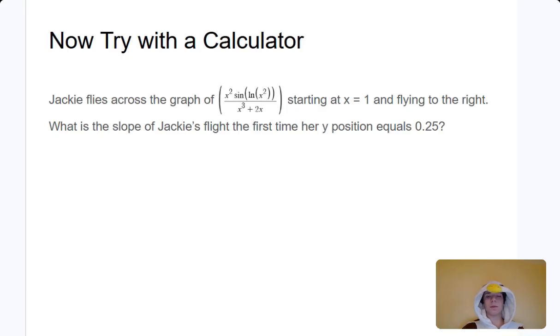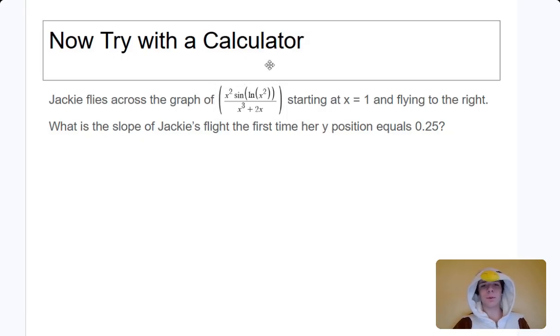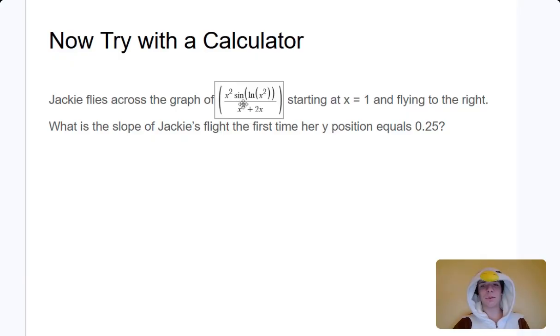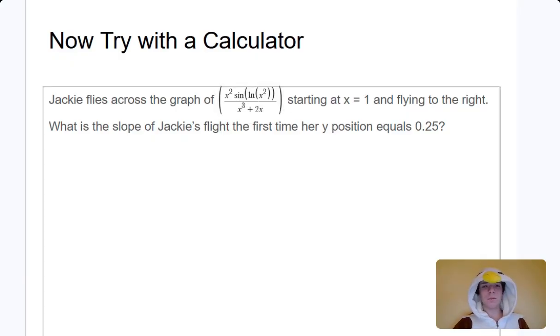Now let's try one where we need to use a calculator. Jackie flies across the graph of x squared sine of ln x squared over x cubed plus 2x, starting at x equals 1 and flying to the right. What is the slope of Jackie's flight the first time her y position equals 0.25?